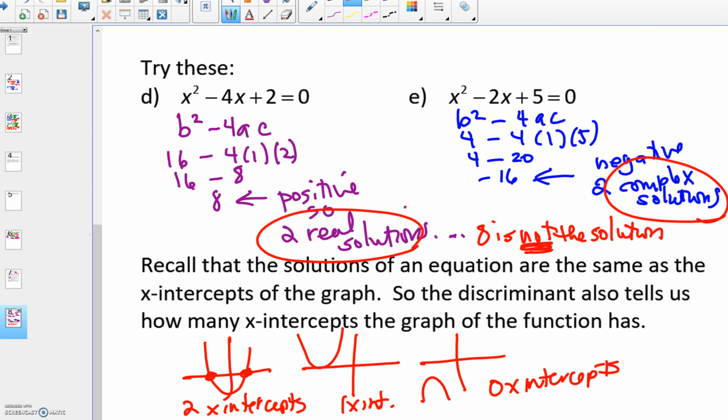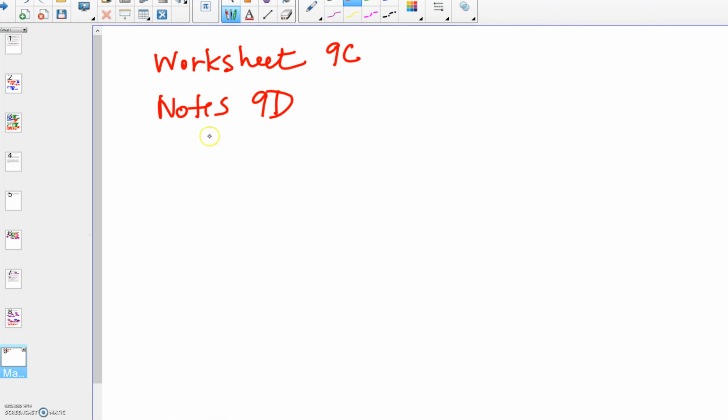All right, so now what you need to do is, you've done the trimesters, so there's going to be a worksheet that you want to work through. You also have the notes, so there's a 9C worksheet, notes for 9D, and at the top there is a review for solving on quiz next class.